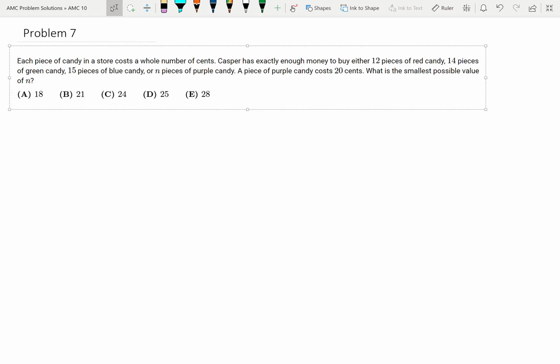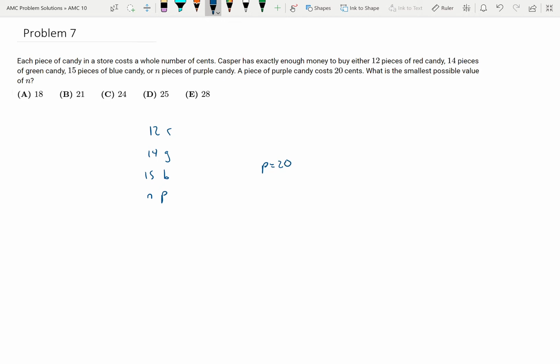Okay, so first I'm just going to keep track of all this stuff. So he can buy 12 pieces of red candy, 14 green, 15 blue, and N pieces of purple candy. Let's say R, G, B, P are the prices of the candy. So we know that P equals 20.